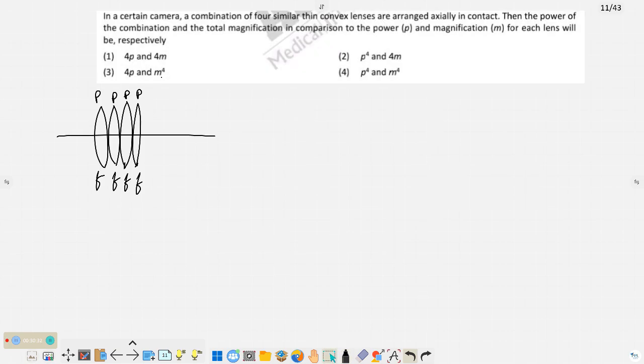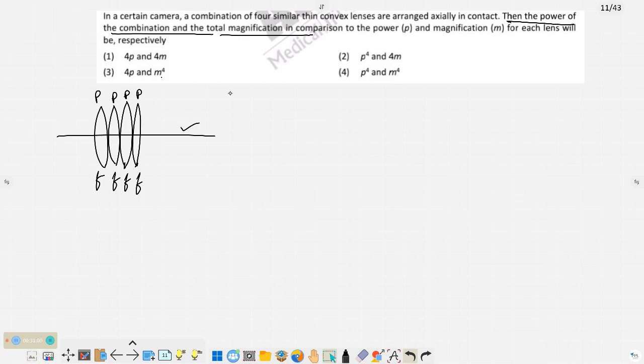The next question is ray optics. The given four lenses are combined in such a way that they are arranged coaxially, you can see the diagram, and they are touching each other, there is no gap between them, so they act like a single lens. What is the question they're asking in the combination? They're asking the total magnification, and the total power of this combination.